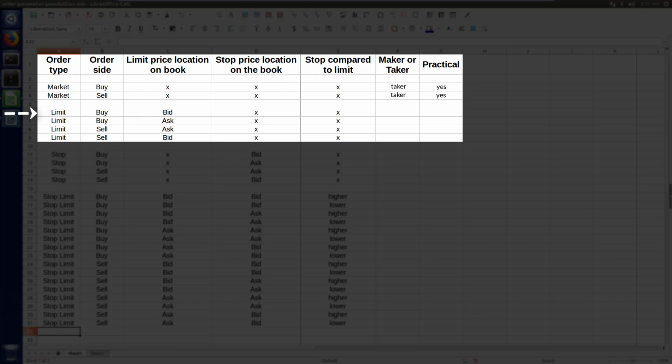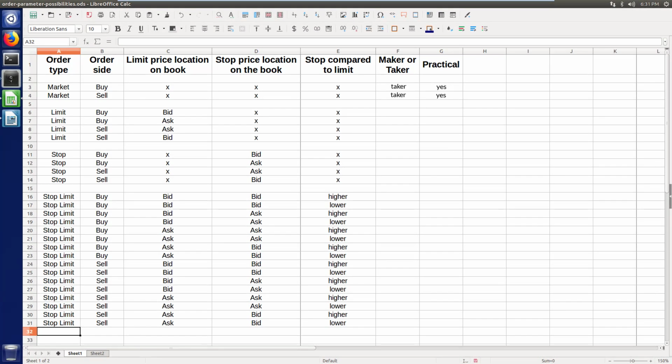In the next video in this series, we will look closely at our next order type, the limit order. The limit order has four possible configurations. The existence of a limit price parameter gives us another parameter that we must consider, which is the location of this limit price on the book. The limit price can be located on the sell side or on the buy side of the order book, both of which have varying implications for the behavior that we see when we submit the order. The limit order will prove to be our go-to order type for most trades, so stay tuned for that.